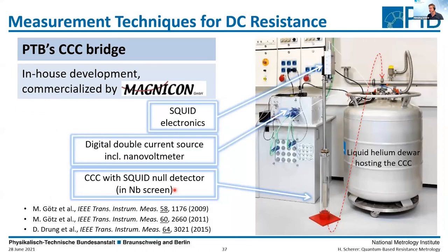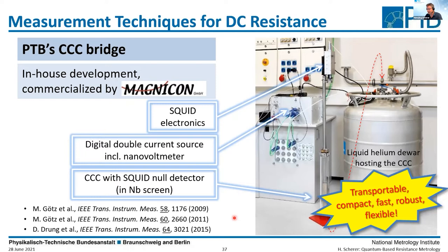Okay, this is, in short, the apparatus that we use. We have a PTB-developed system in-house here, which is meanwhile commercialized. You see a picture of the commercialized system here. So this comparator with the coils and the superconducting screen is here. You immerse this in a liquid helium dewar in operation, and then you have electronics, mainly these two current sources together with a null detector, a nanovoltmeter, and of course the SQUID null detector is also inside the comparator. This has proven to be a very compact, fast, and robust apparatus. As I said, you can buy it, and it is meanwhile quite successful and used at many national metrology institutes, not only at PTB.